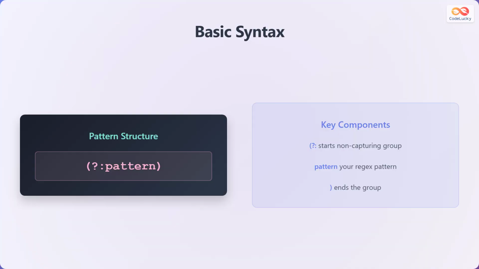The structure for a non-capturing group is open parenthesis question mark colon pattern close parenthesis, that is, (?:pattern). The key components are the open parenthesis question mark colon, which starts the non-capturing group. Then you put in your regular expression pattern. Finally, close the group with the close parenthesis.